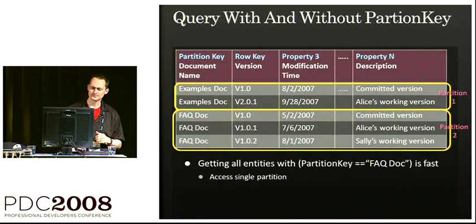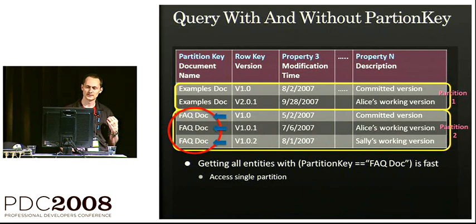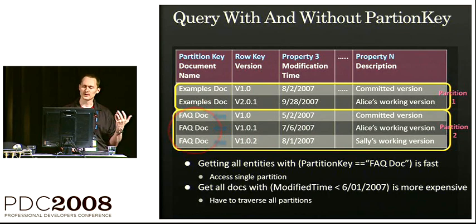Going back to our example, let's say we want to do a query where we get all the entities where partition key equals FAQ doc. This will be quite fast because we go to partition 2, traverse over the entities there, find the ones we're looking for, and return the results. This is great because the partition key was part of our query. Now, if the partition key is not part of our query, say we want to get all the docs modified before June 2007, this will be more expensive because we have to go to each partition, traverse over the entities, find the ones that match this query, and return them.